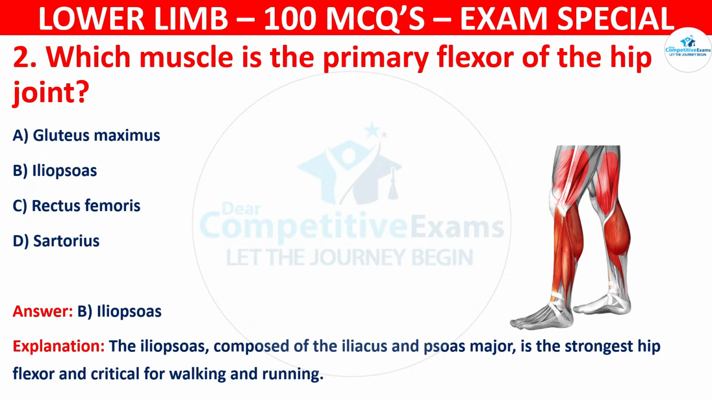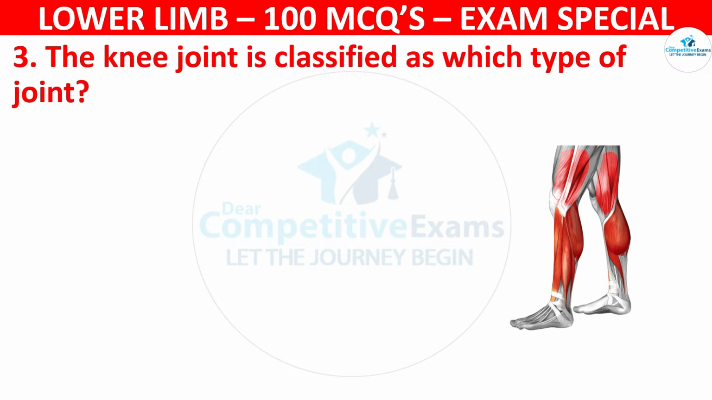Question number 3. The knee joint is classified as which type of joint? Your options are ball and socket, hinge, saddle or pivot. The correct answer is B, that is hinge.